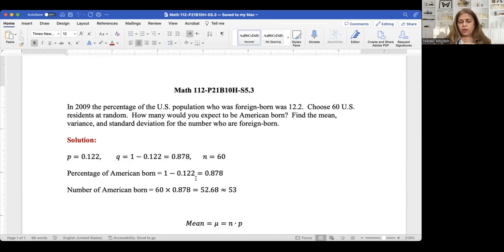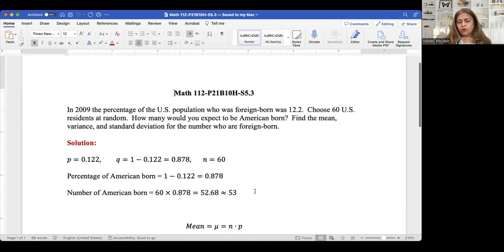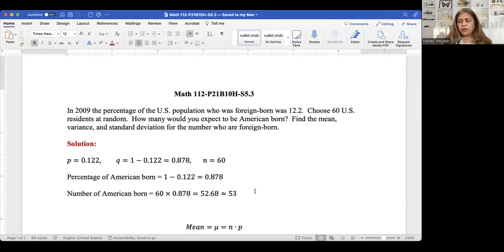The percentage of American born is the complement, which is 0.878. You multiply that percentage by the 60, the sample size that they gave you. You get 52.68, which is approximately 53. Since we are asking for number of people, you cannot have a decimal as your answer for number of people or items. You round up, so you get 53 approximately.